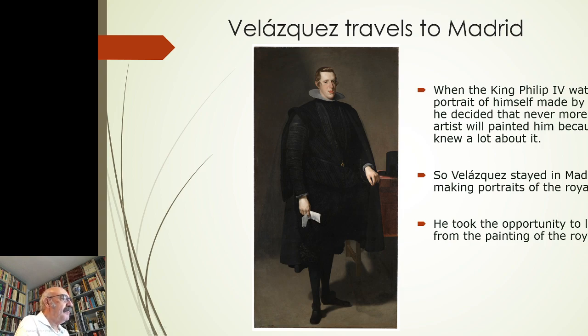It's then from Sevilla, Velázquez went to Madrid, and King Philip IV saw Velázquez's work, and he said, "Okay, I want Velázquez as my painter," and Velázquez became the painter of the king. Not only the king, but the court. Okay, this was King Philip IV.